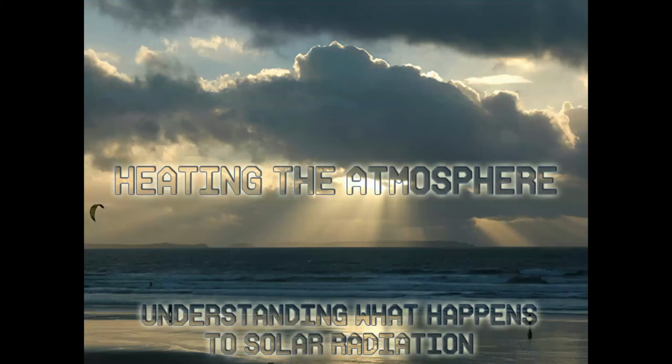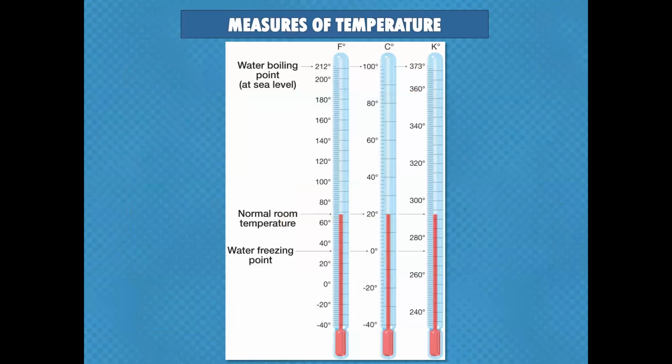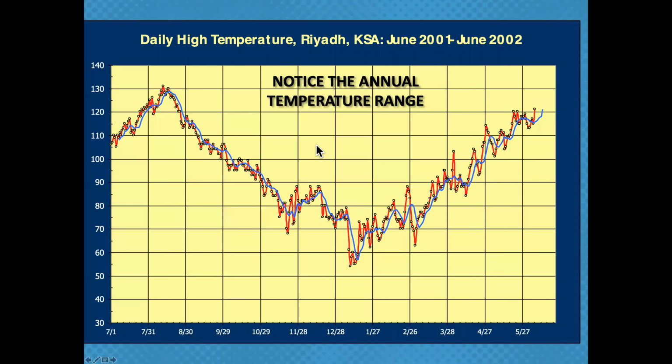So how do we heat up the atmosphere? We think about the idea of temperature, whether you're measuring in the Fahrenheit, Celsius, or Kelvin scale. There's a freezing point for each and a boiling point for each. And temperature tends to have, wherever you are, an annual temperature range. You have a daily temperature range. You have a high and low for a day, but then you have a high and low for the year.